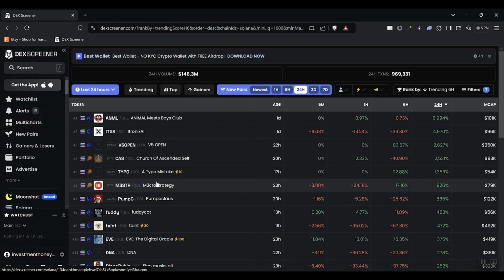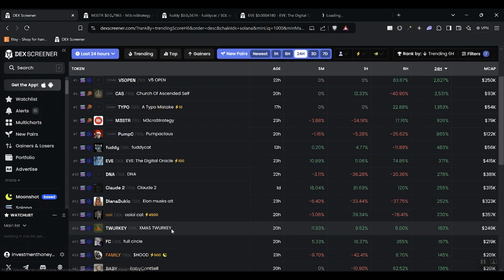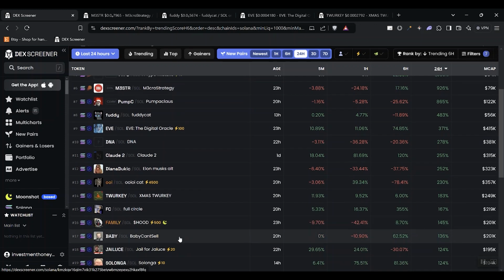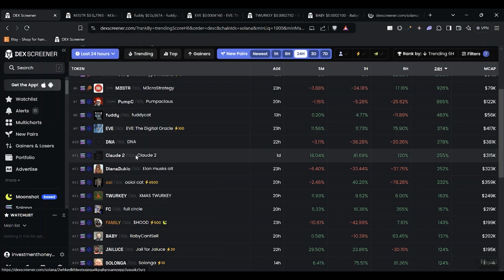Next thing we're going to do, we're going to take a look at some other ones. So MicroStrategy, we didn't take a look at that, I don't think we did. Taint. Okay, we'll take a look at this one. Elon Musk's alt. No, I'm not going to look at that. Okay, this is a Christmas one, let's take a look at that. And Full Circle, I don't know what that is. Baby Can't Sell, I don't know. Let's take a look at that too. Here I don't really have any rhyme or reason. Like I said before, we're just going to open some up and see what we can see. Quad 2, let me open this one up too.